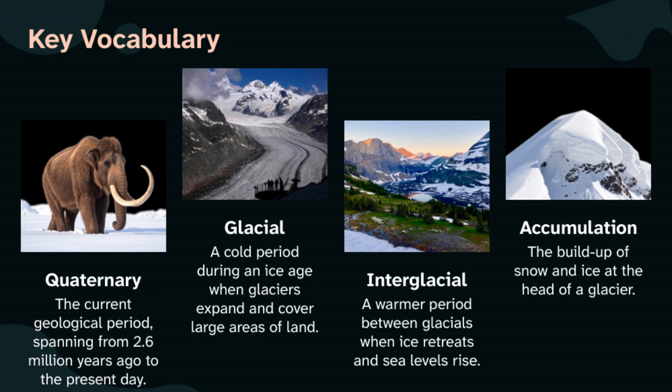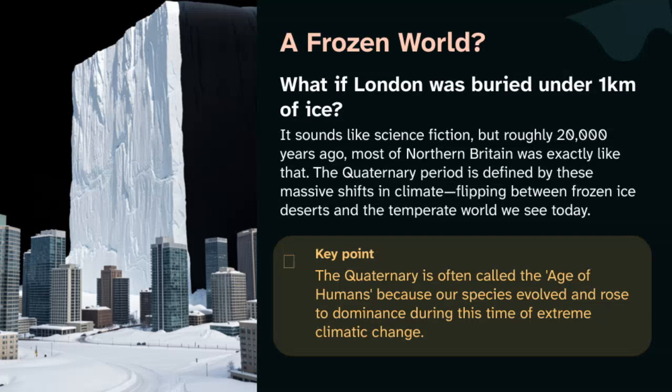A weak answer might say, the Earth got colder and then warmer. A stronger answer would say, during the Quaternary, Earth experienced repeated glacial and interglacial stages, causing ice sheets to expand and retreat. Let's begin with a question. What if London was buried under 1 kilometer of ice? That might sound like science fiction, but during parts of the Quaternary, large areas of the British Isles were covered by ice. Around 20,000 years ago, during the last glacial maximum, much of northern Britain was buried beneath ice.